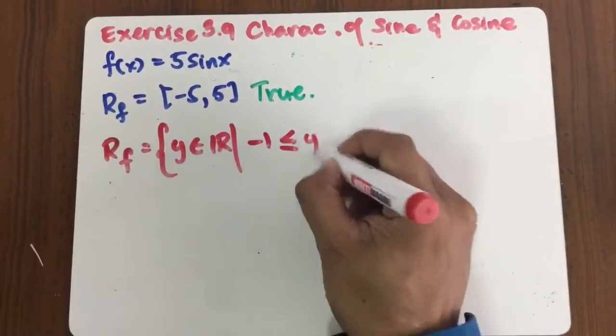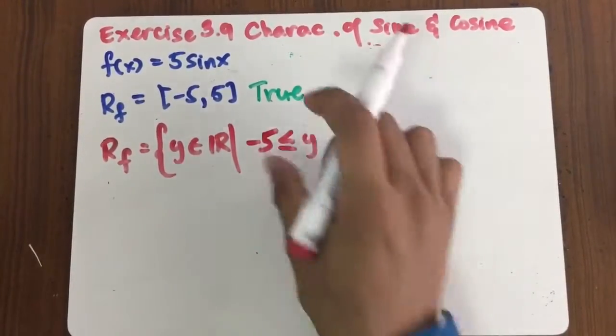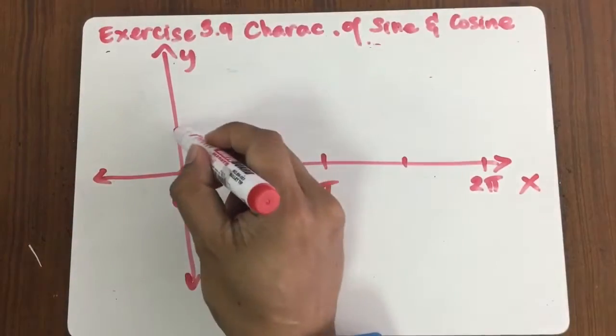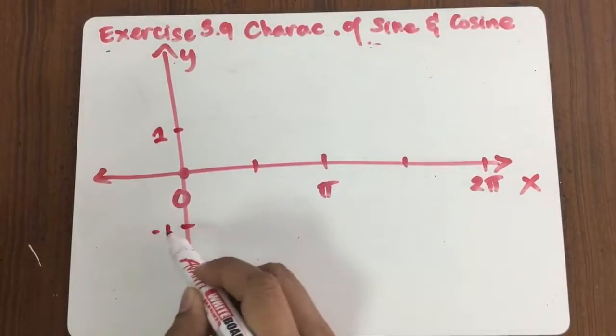Let us sketch the graph of sine of x, and then from there, let us obtain the graph of 5 times sine of x, and then from there, we can see kung bakit ang range ng ating function ay naging closed interval negative 5 to 5.